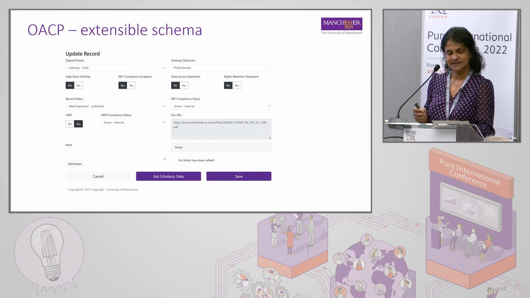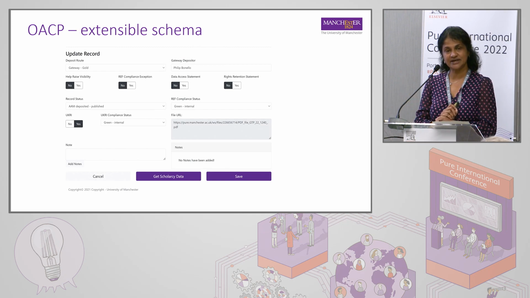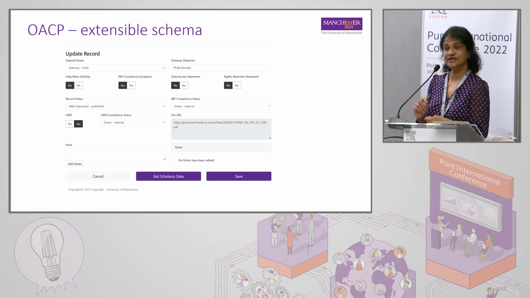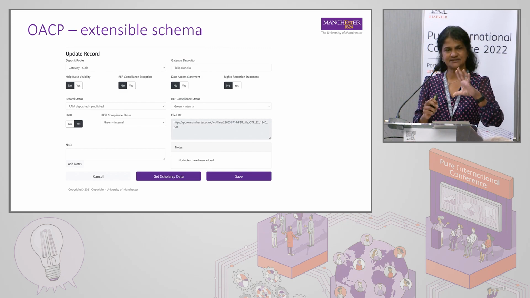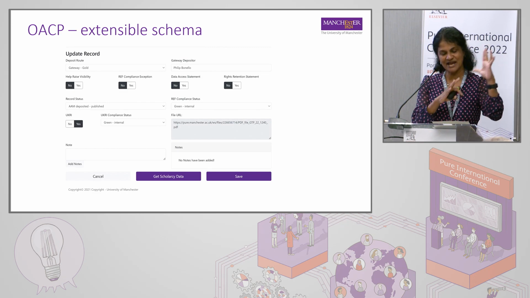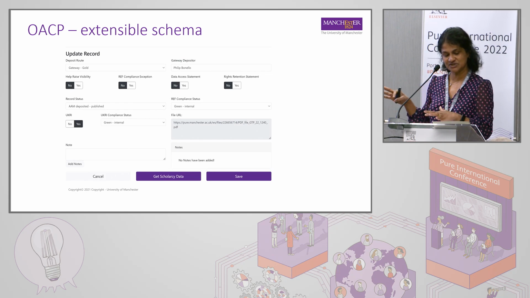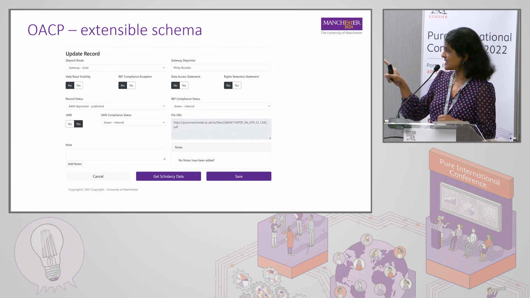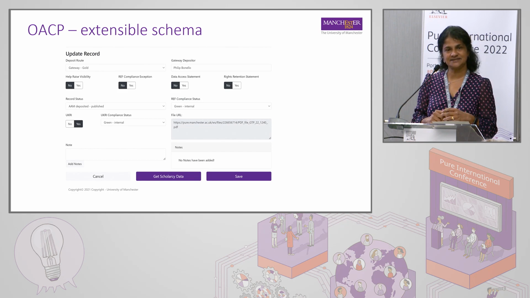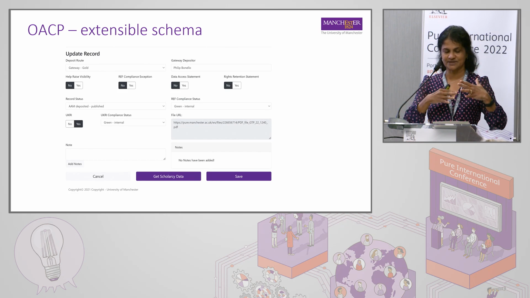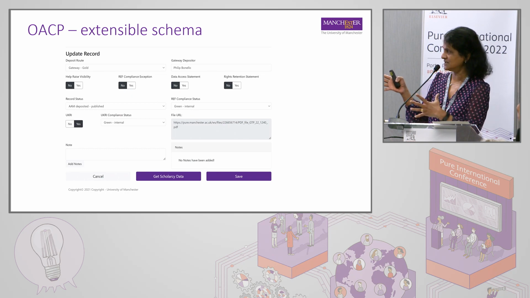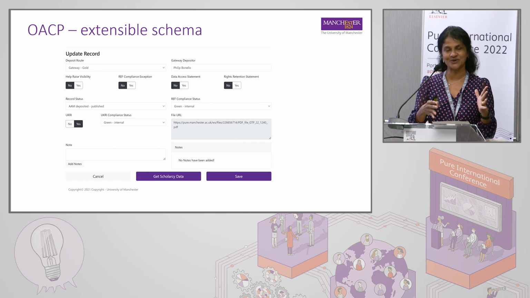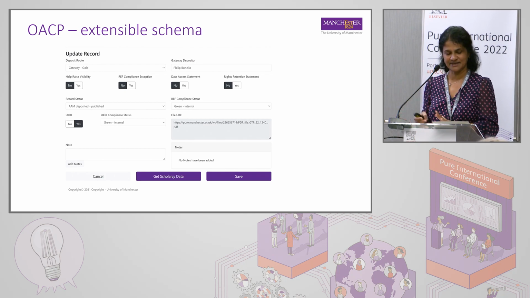For example, data access statements and right to retention statements are recently introduced fields, and the team checks the author manuscript and then identifies this information. The compliance ones are the key ones for reporting: REF compliance and UKRI compliance statuses. And we have an additional record status here, to manage the record in local status until it meets the compliance.